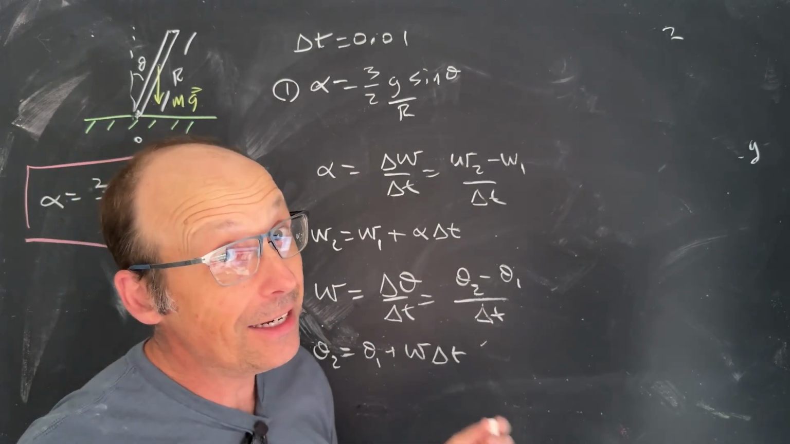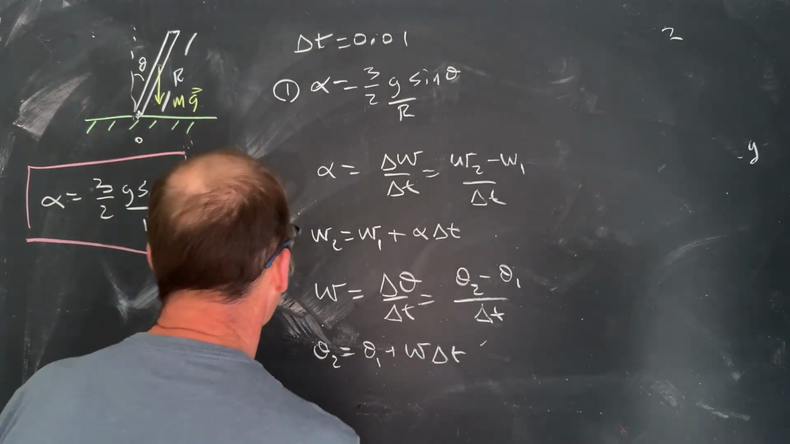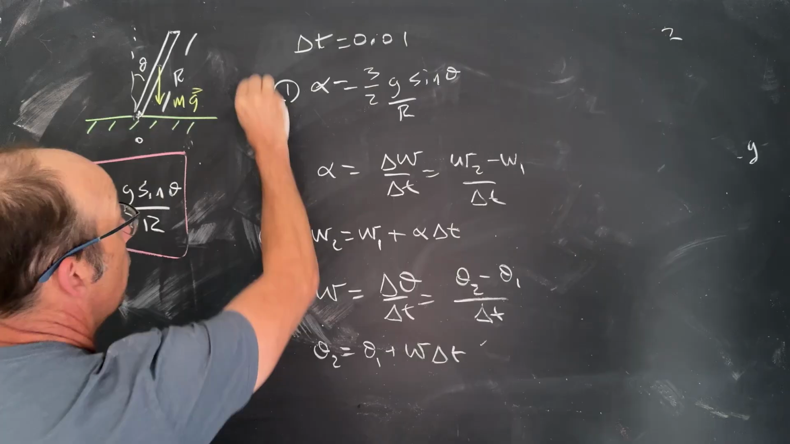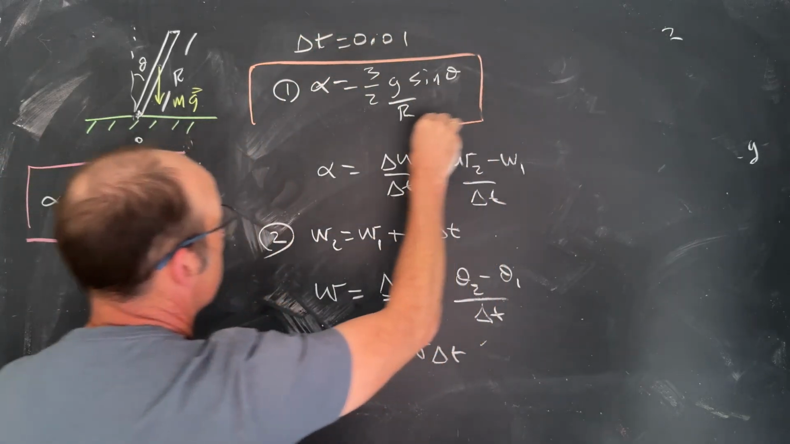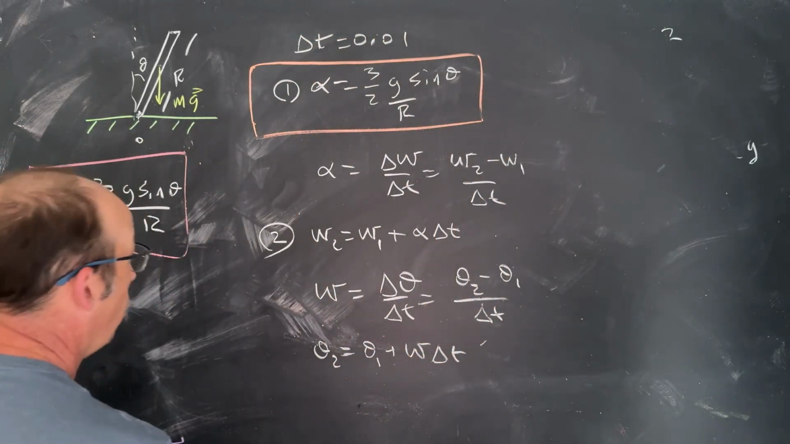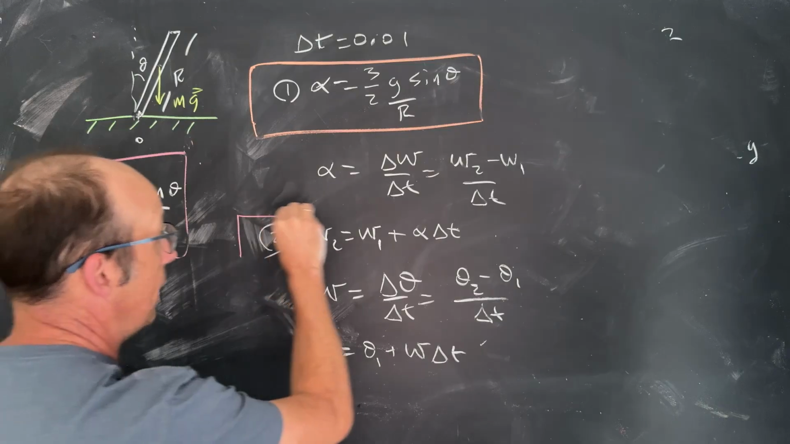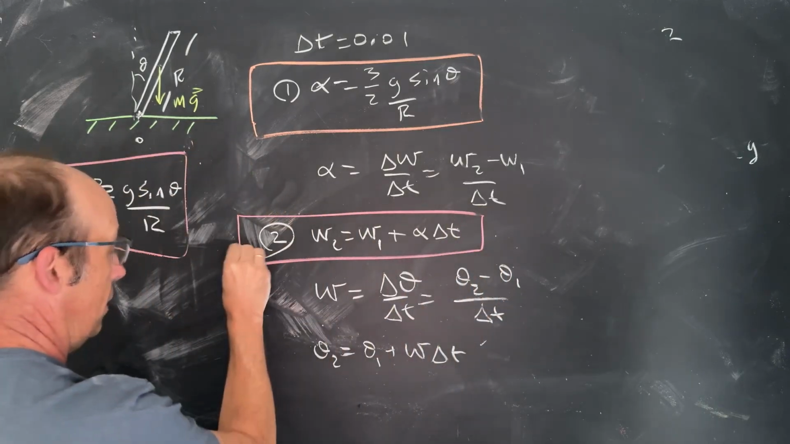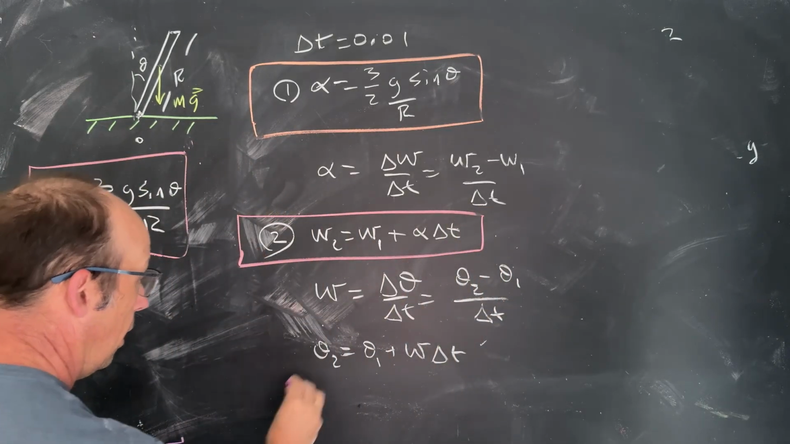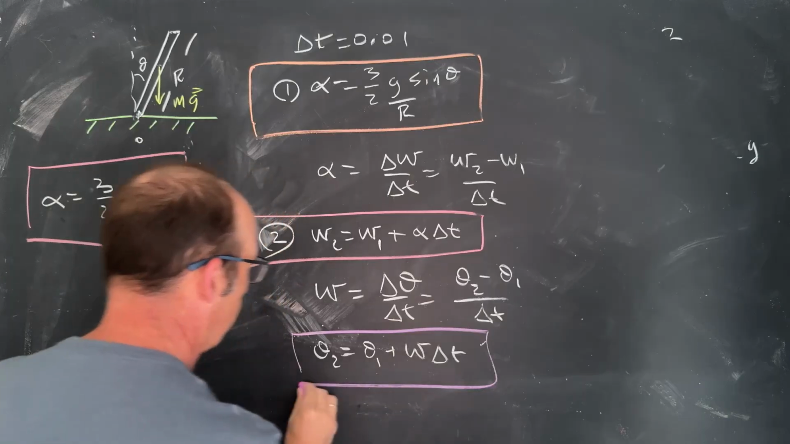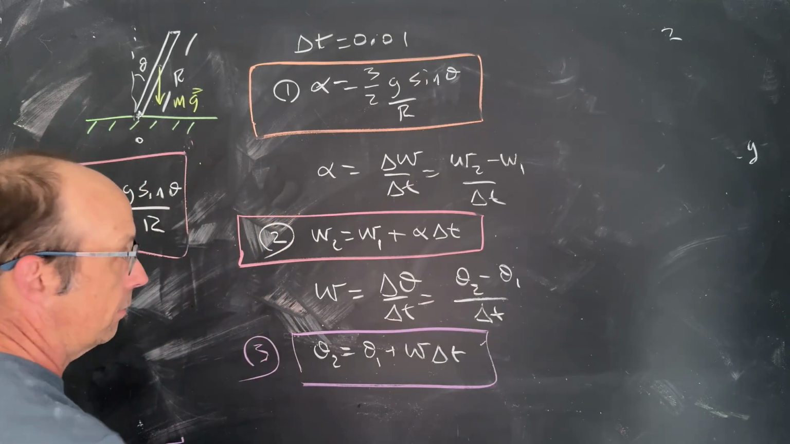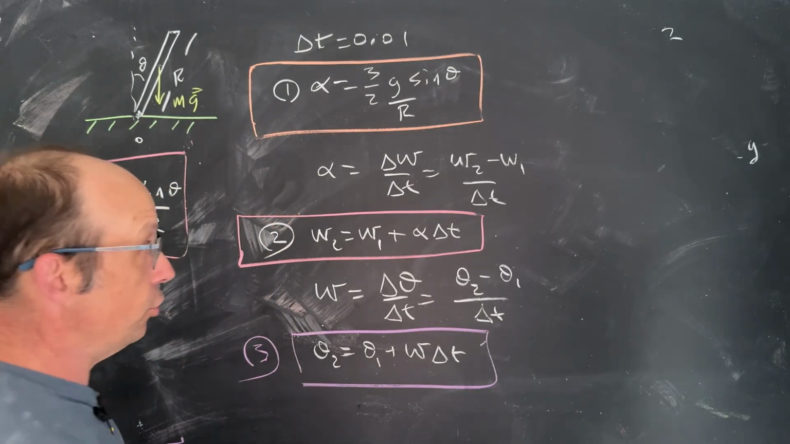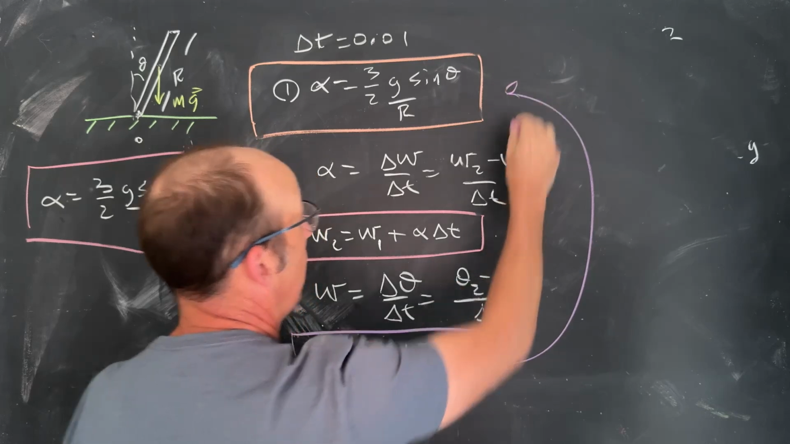It's kind of constant in a short time interval. Okay, so we have this one: 1, calculate the angular acceleration. 2, update the angular velocity. 3, update the angular position. I didn't put a 3 there. And now that the angular position changed, I need to go back up here and do that again.